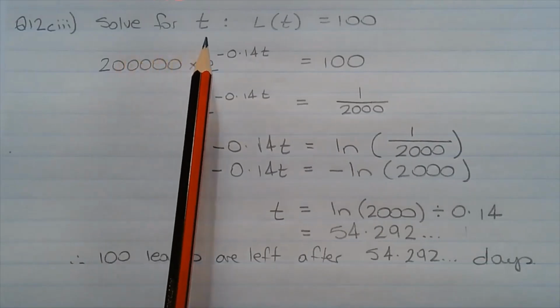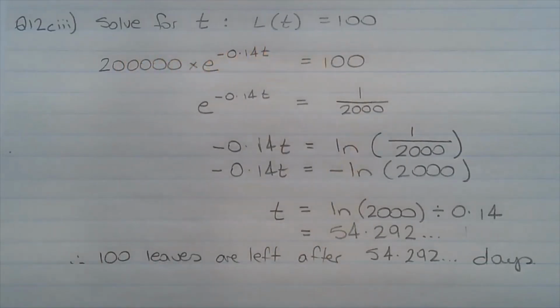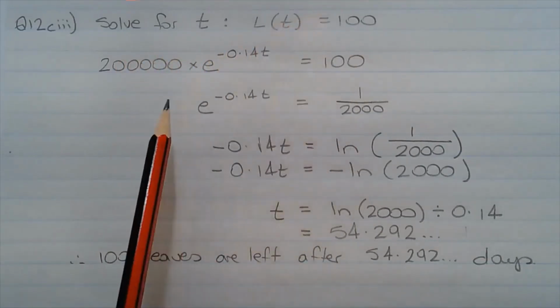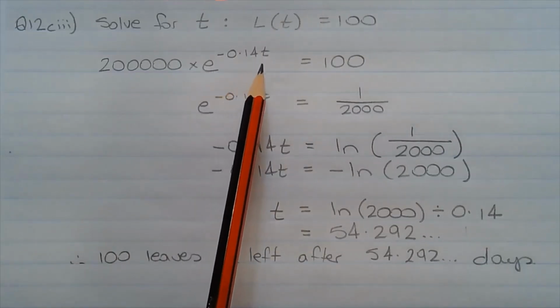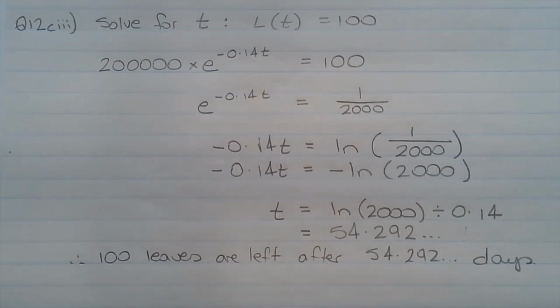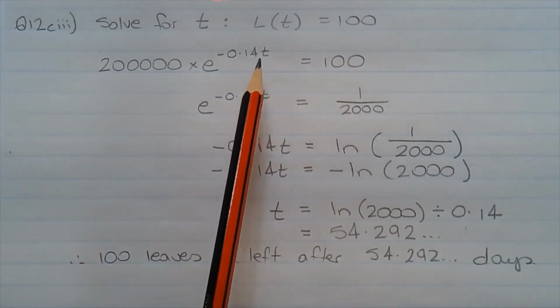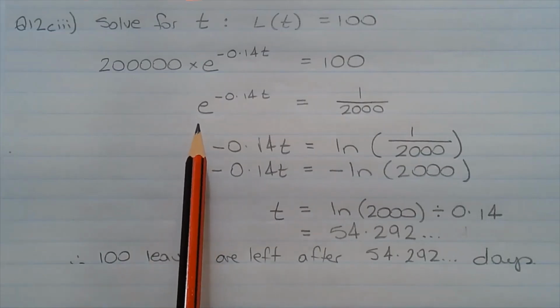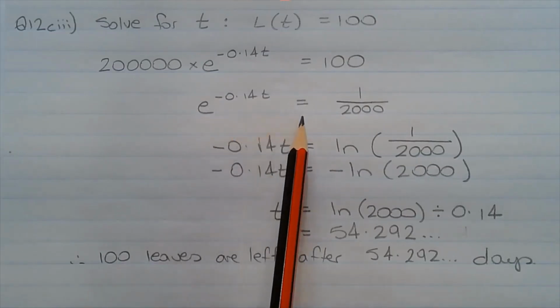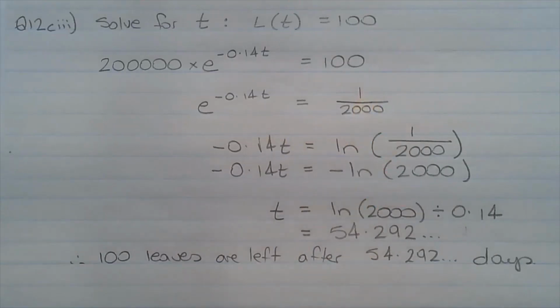Solve for t the equation L of t equals 100. Now L of t is equal to 200,000 multiplied by e to the power of negative 0.14t, and that's going to be made to equal 100. We're going to make t the subject of the formula. So we're going to start off by dividing both sides by 200,000. And that gives us e to the power of negative 0.14t equals 1 over 2,000.